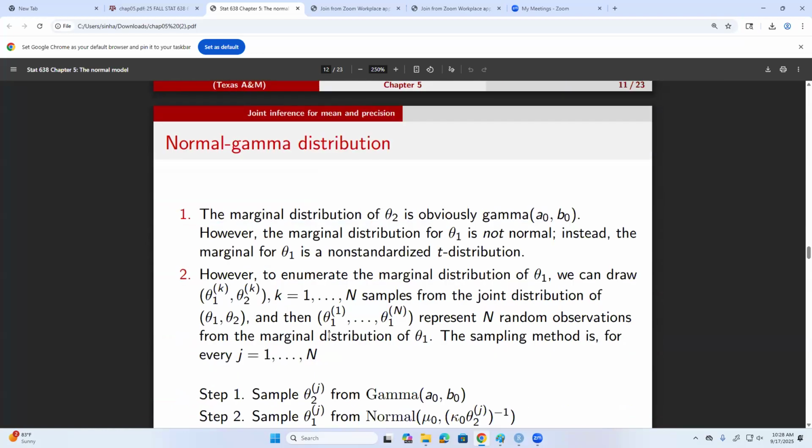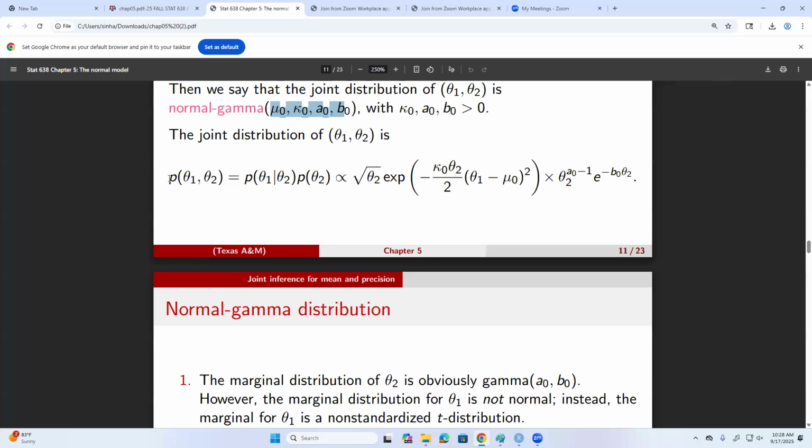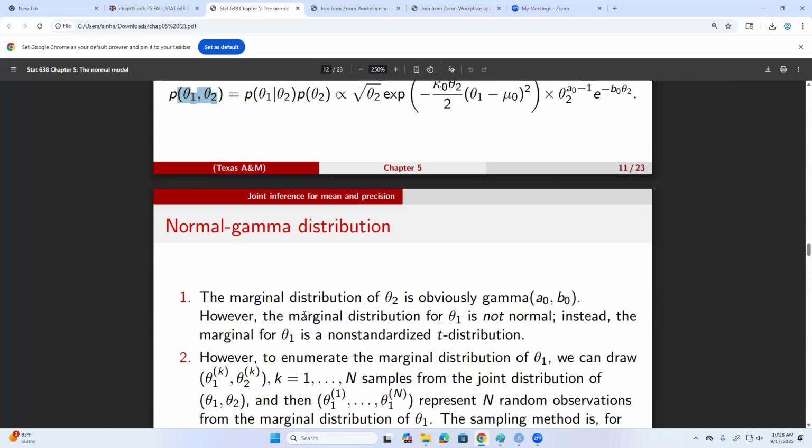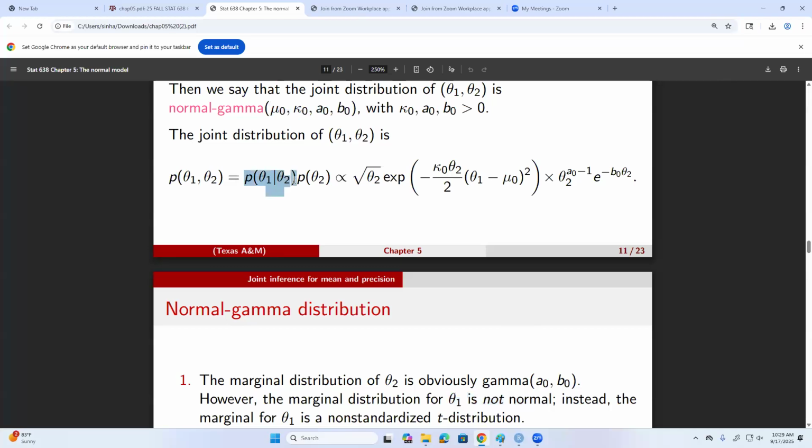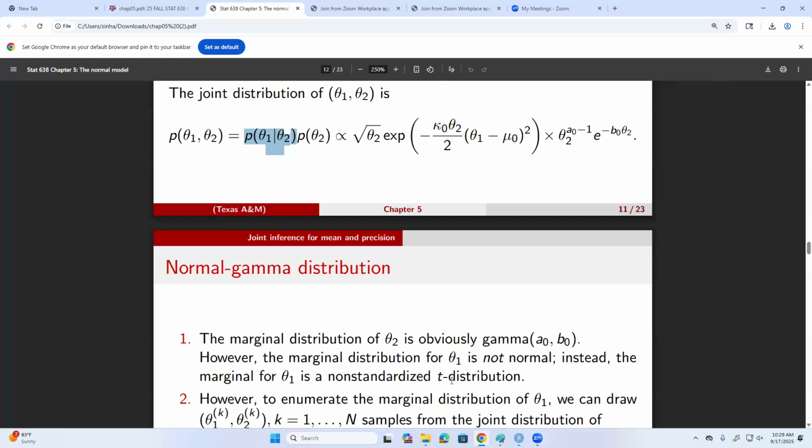Now, the question is, suppose I want to sample from this prior distribution, how will I do that? The marginal distribution of theta 2 is obviously gamma. However, the marginal distribution of theta 1 is not normal. The conditional distribution of theta 1 given theta 2 is normal, but the marginal is a t distribution. And it is a non-standard t. This is called non-central t distribution.